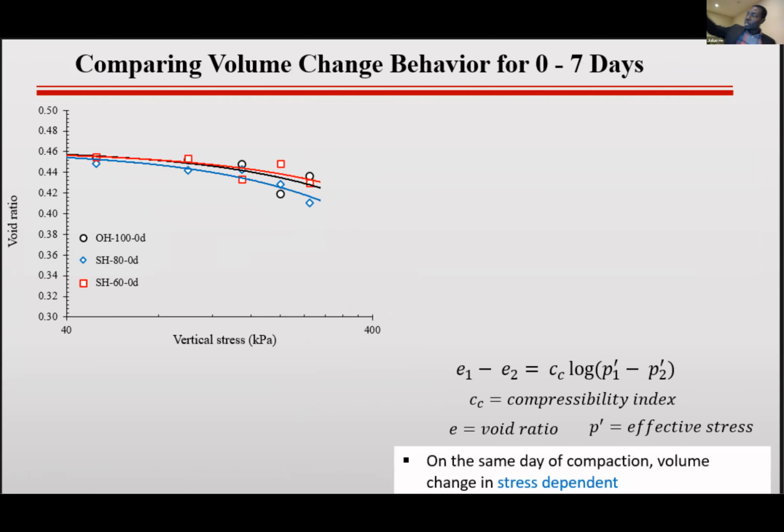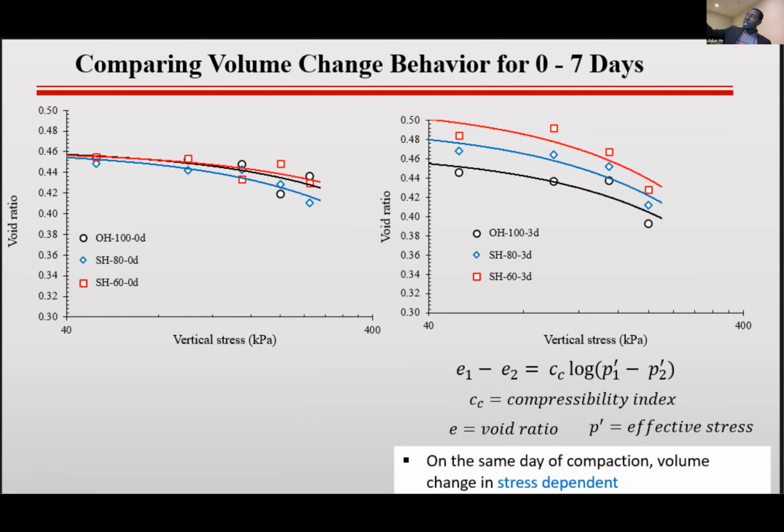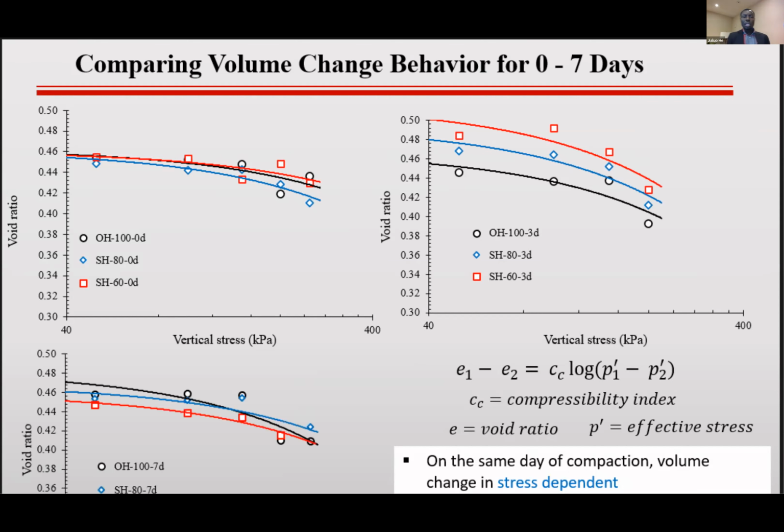So for the compression response, for the first day that the sample was compacted, you observe that the volume change is dependent on the stress. You can see in the early part of the curve, everything seems to be together, and then they separate as you increase the stress used to compress the sample. And then after 3 days of sequential hydration, you can see the volume change response is more of the compaction-induced state, which is the moisture content at which the sample was prepared. And for the 7 days, it seems to be a coupled effect of both the compaction-induced state and the stress influence.